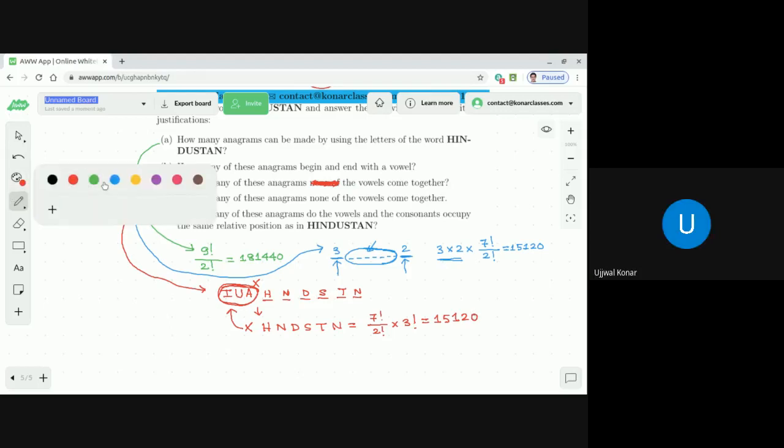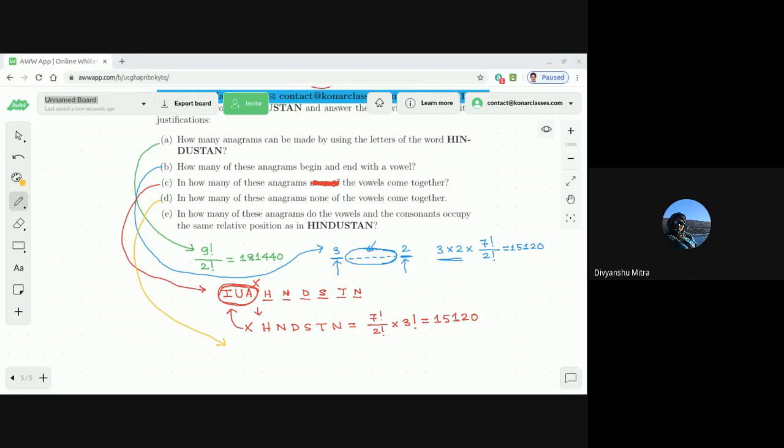Now, how can you answer the next part of the question: in how many of these arrangements none of the vowels are together? How to answer this one? Do you just subtract this value from the total? There are 2 ways you can do this. You already know in how many ways you can construct the total, and minus whatever answer we got in point C. So the answer of A minus the answer of C, sorry, not B.